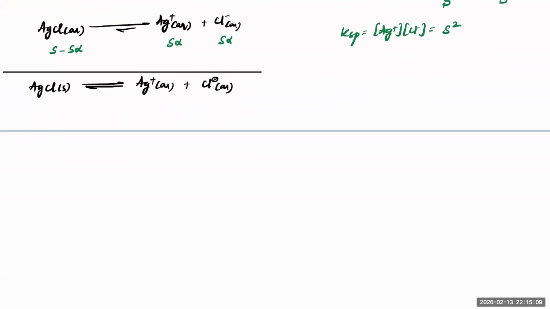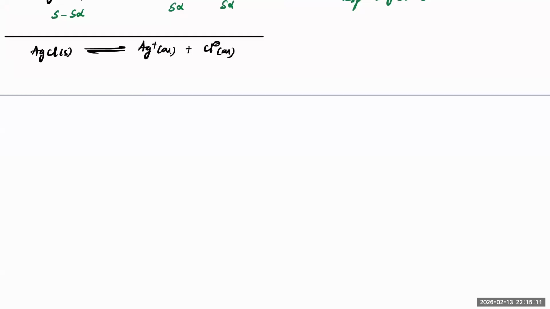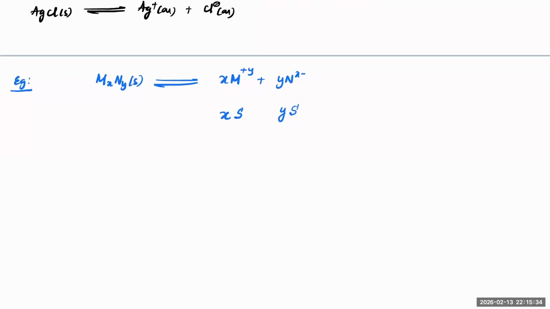Now, if you know the solubility product, what we can do, if you have any example of different forms of salt like this, which is ionizing like this, x moles of M^y+ and y moles of N^x-. If you have to write in terms of solubility, that stoichiometry will also come into the factor. So the Ksp value will be equal to x raised to power of x and y raised to power of y.